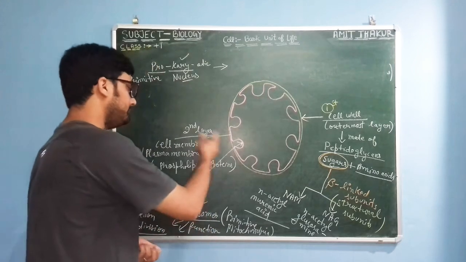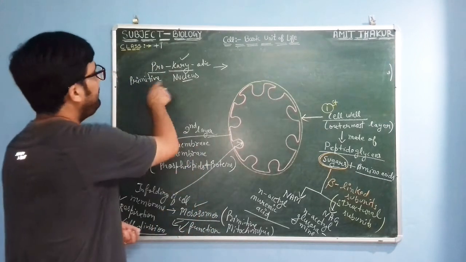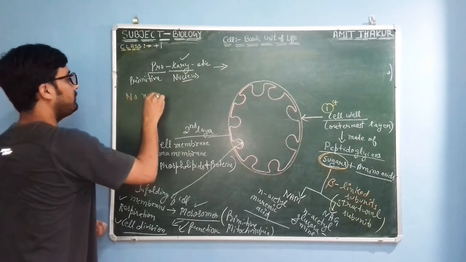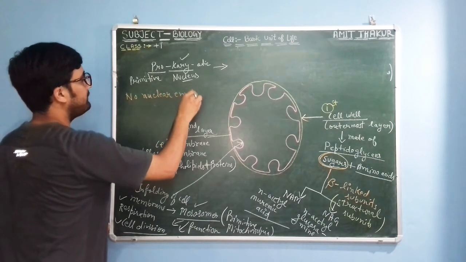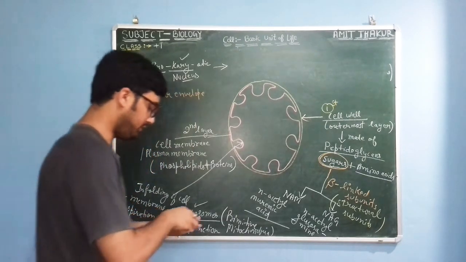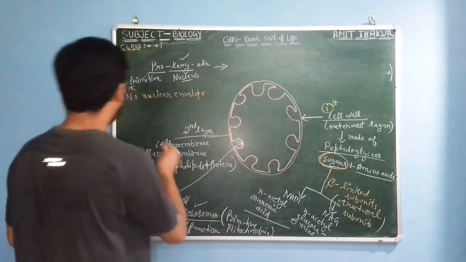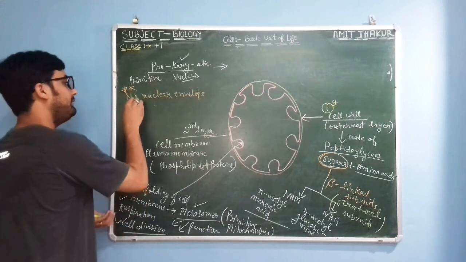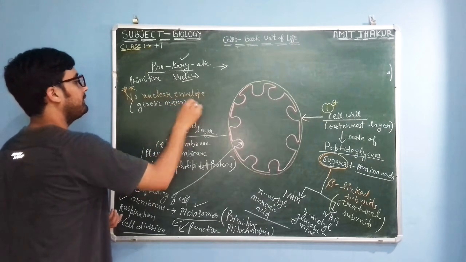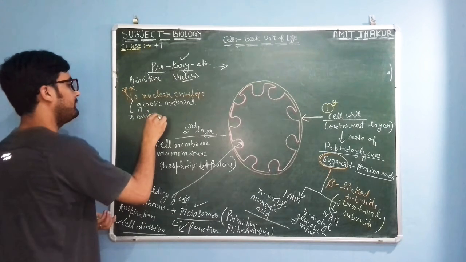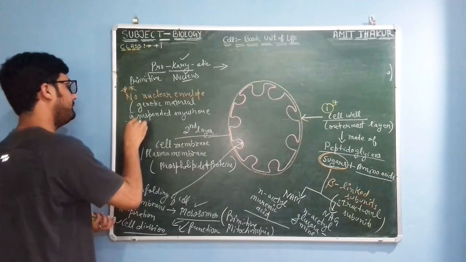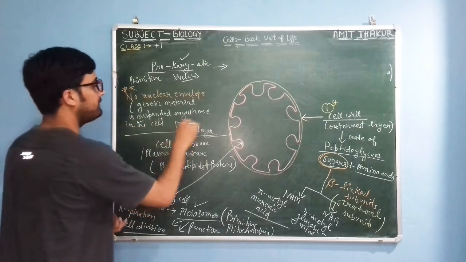As you know, the prokaryotic cell has a primitive nucleus. They do not have any nuclear envelope. There is no nuclear envelope, and the genetic material is suspended anywhere in the cell.